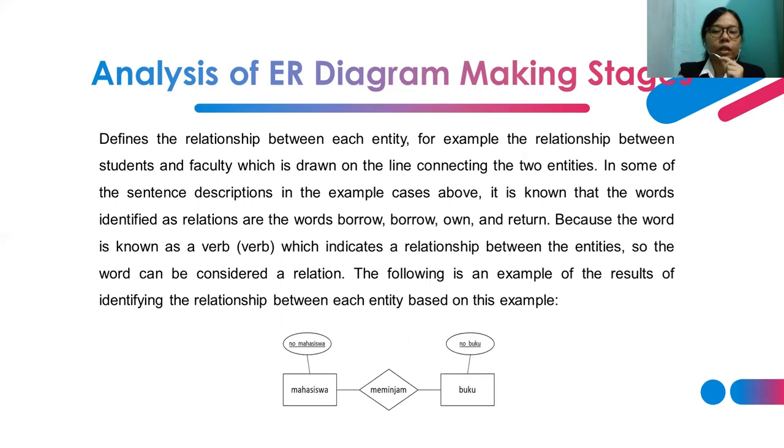Define the relationship between each entity. For example, the relationship between student and faculty, which is drawn as a line connecting the entities. In some of the sentence descriptions in the example case above, it is known that the words identified as relations are the words borrow and return, because borrow is known as a verb which indicates a relationship between the entities. So the word can be considered a relationship. The following is an example of the results of identifying the relationship between each entity based on this example.